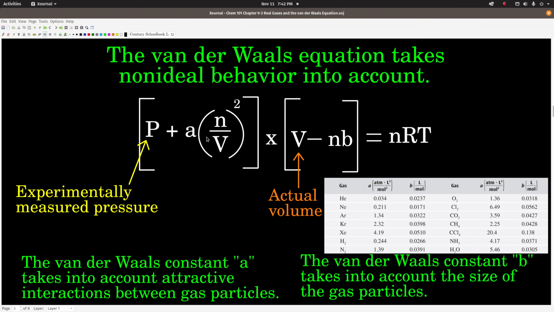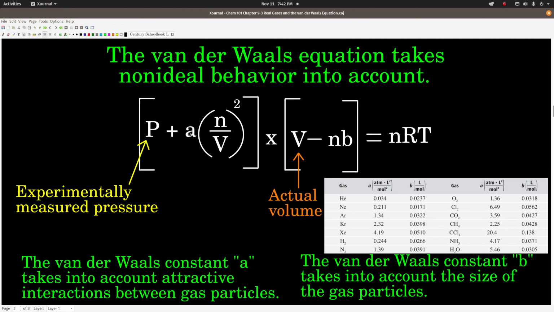Van der Waals did this. In the first set of brackets, this is a correction to the pressure. First of all, the P in this equation is the actual pressure, the pressure that's measured experimentally. To make this look like the ideal gas law, we're going to have to add something to it. And we can explain that in terms of the kinetic molecular theory also, because the real pressure we expect to be lower, at least due to the fact that the particles actually do interact.